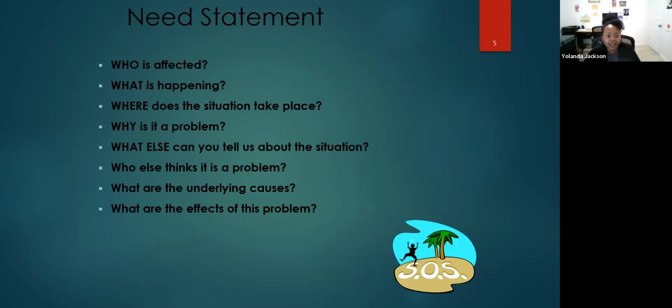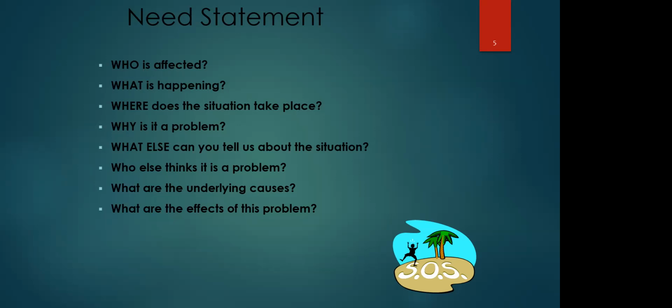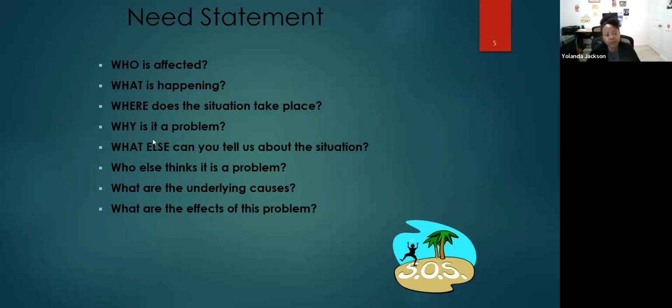Okay, and last is what are the effects of this problem? Well, in the case of that parent that lost that child to street violence, the effect is a fearful community. People don't want to go outside. Medical bills, hospital bills, and it goes on and on and on. That makes sense? Yes, sir.